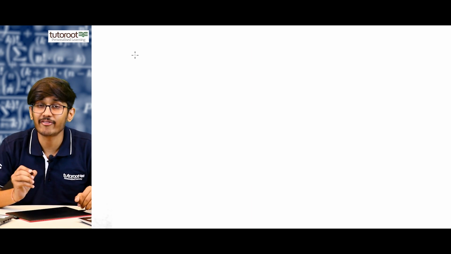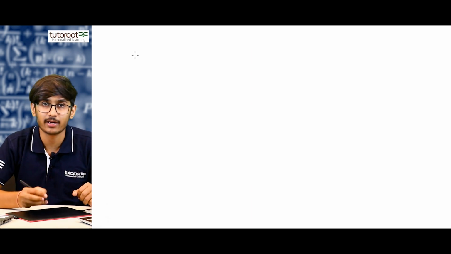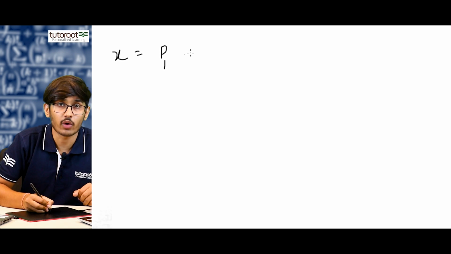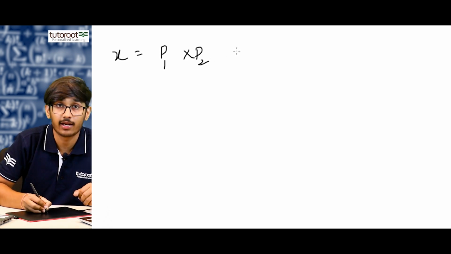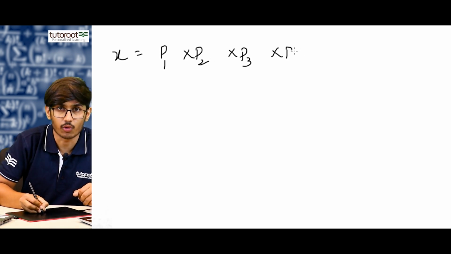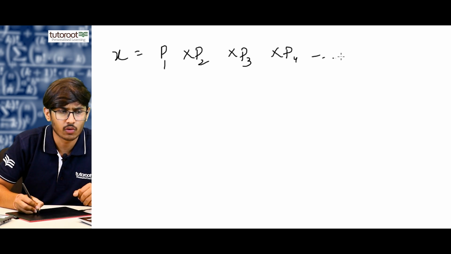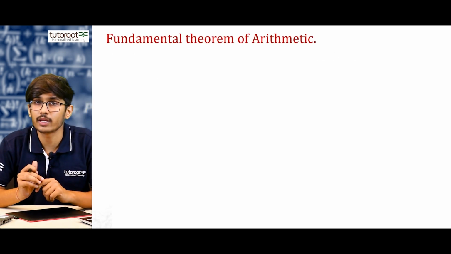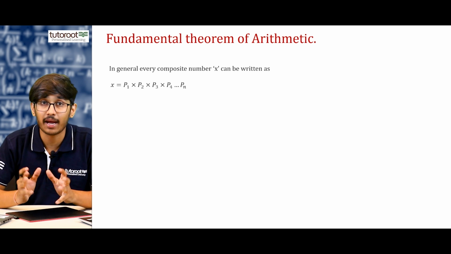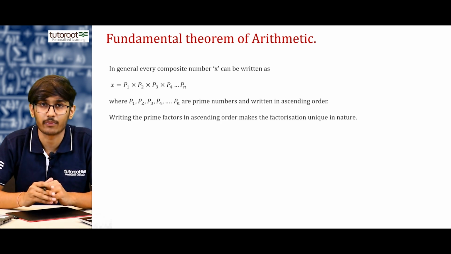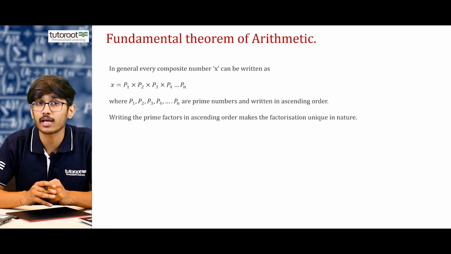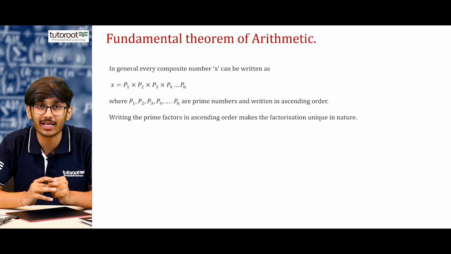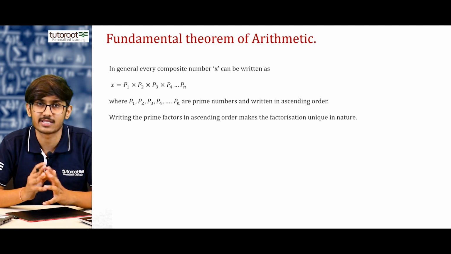In general, every composite number x can be written as x equals p1 into p2 into p3 into p4, and it can go on till pn, where p1, p2, p3, p4 and pn are prime numbers written in ascending order. Writing the prime factors in ascending order makes the factorization unique in nature. Now let's look at some examples.